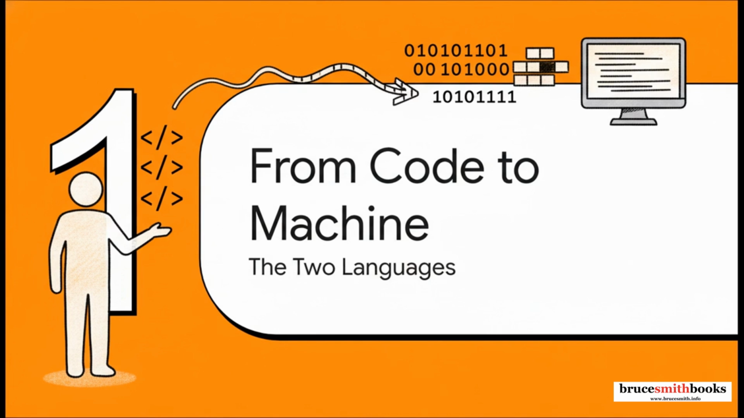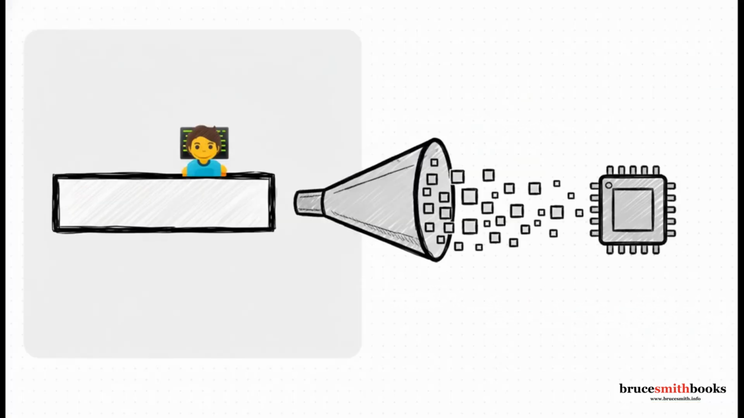To really get this, we first have to understand the two languages that are in the conversation. On one side, you've got us, the humans, and on the other, you've got the machine. And this slide just nails the difference. It's all about something called abstraction.